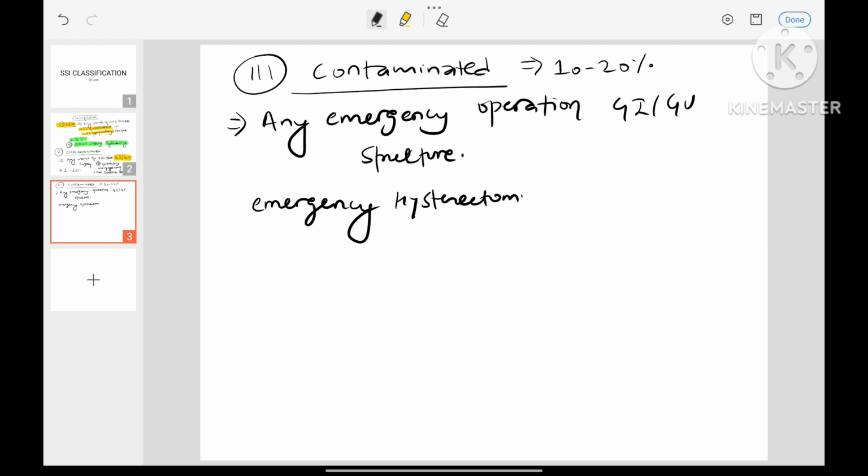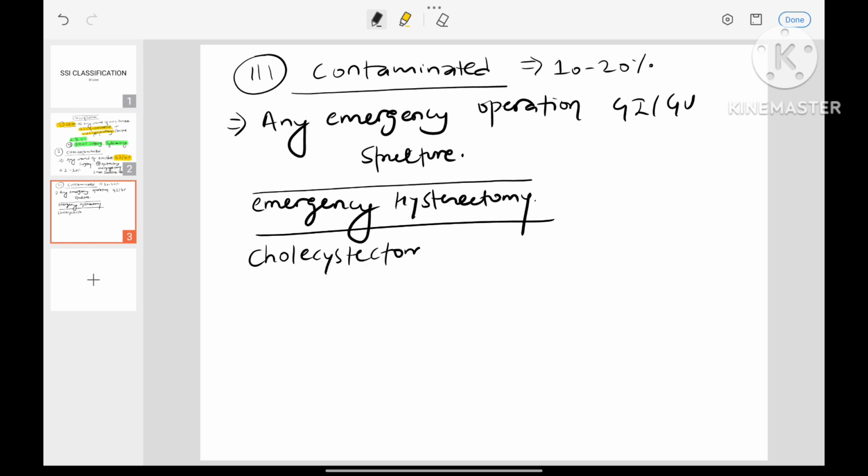In these cases there is a very high chance of infection, about 10 to 20%. Suppose you are doing cholecystectomy and there is spillage of the bile. So in cholecystectomy with biliary spillage, in this condition also the wound is usually contaminated.